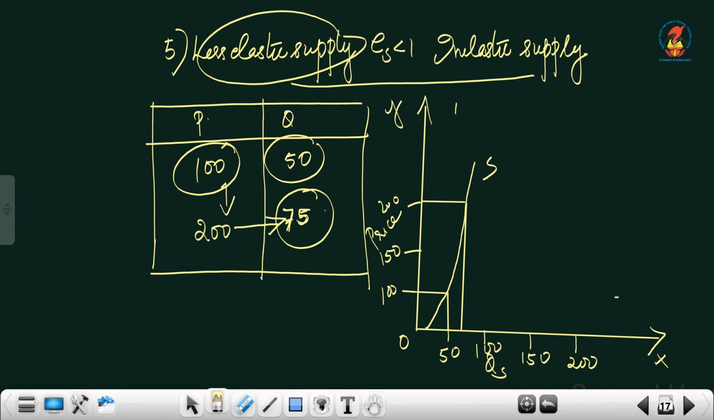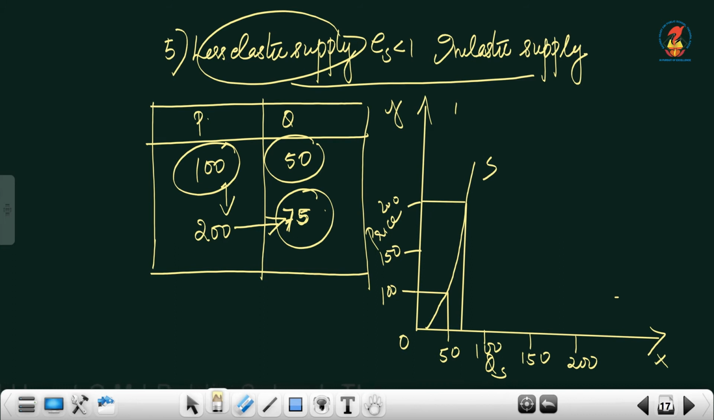So here what you have to understand is that the supplier is not that sensitive. Even if the price has increased more in the market, he is increasing his supply only from 50 to 75. Supplier is less sensitive: less elastic supply or inelastic supply.